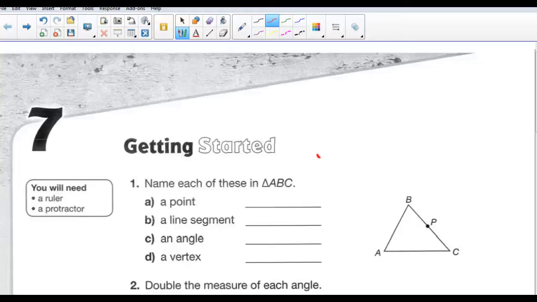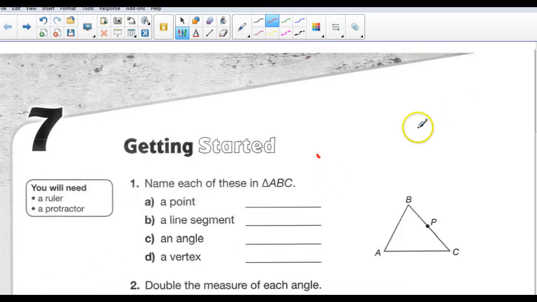Okay, welcome to Chapter 7. Chapter 7 is going to be dealing with lines and angles. When you're doing this chapter, specifically this unit, you're going to need a ruler and a protractor, and you're going to have to know how to use a ruler and how to use a protractor to measure angles.